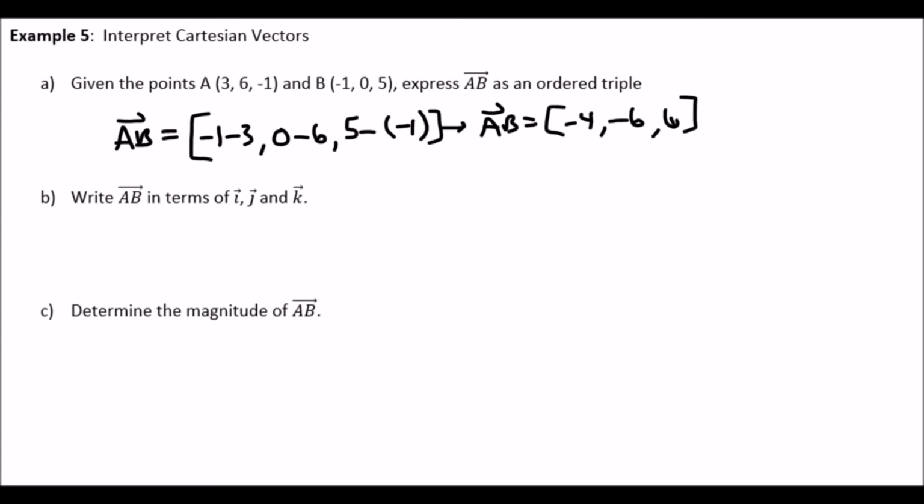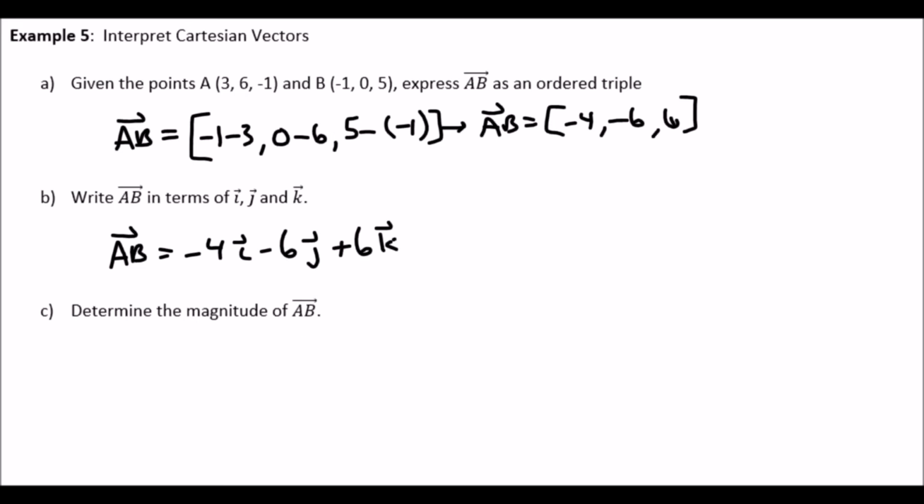Express AB in terms of i, j, and k. So here, vector AB is equal to, take the first coordinate, so negative 4, and it is the scalar of i. Take the next coordinate, so negative 6, it is the scalar of j. Take the next coordinate, so positive 6, and it is the scalar of k. And there we go, I've expressed it in terms of the unit vectors i, j, and k.